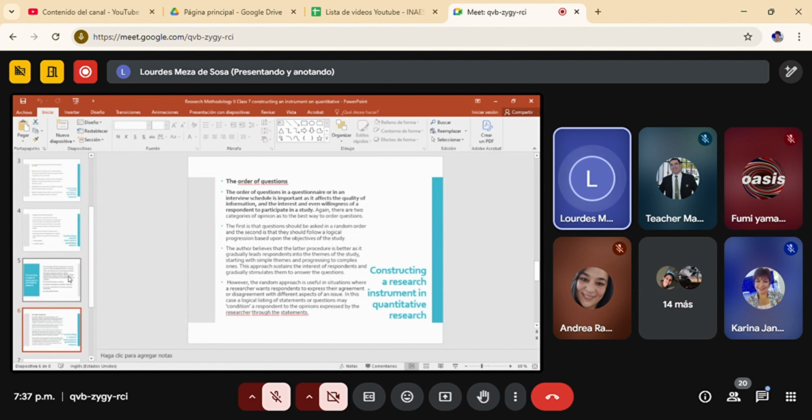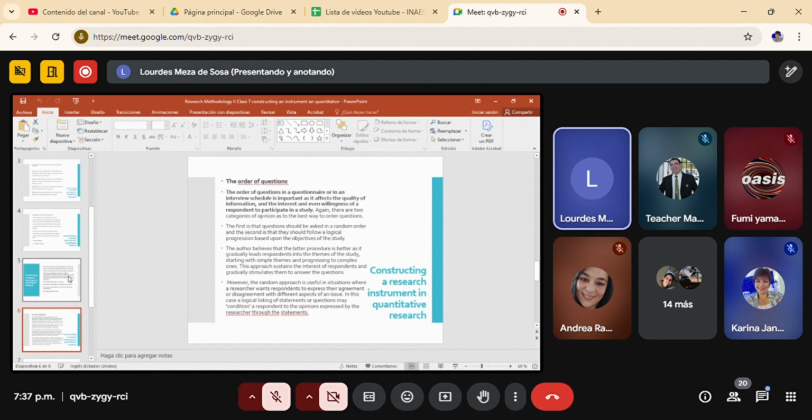The order of questions is also of vital importance, right? The order of questions in a questionnaire or an interview is important as it affects the quality of information and the interest or even the willingness of the respondent to participate in the study.